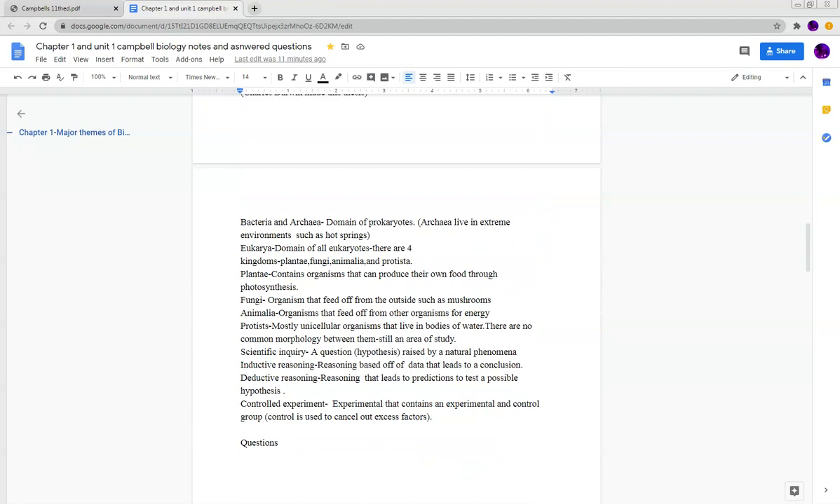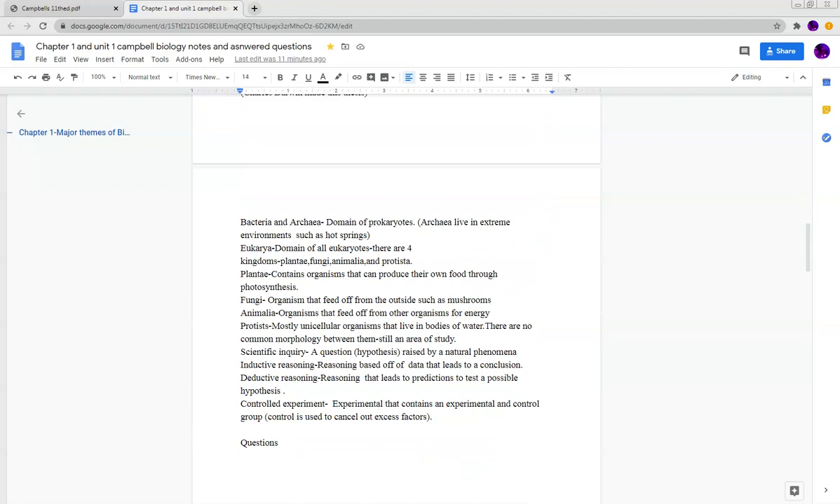Okay, so bacteria and archaea are basically domains of prokaryotes. The main difference is that archaea live in extreme environments such as hot springs. Now, eukarya are essentially domains of eukaryotes, and there are four kingdoms: plantae, fungi, animalia, and protista. And we are obviously animalia.